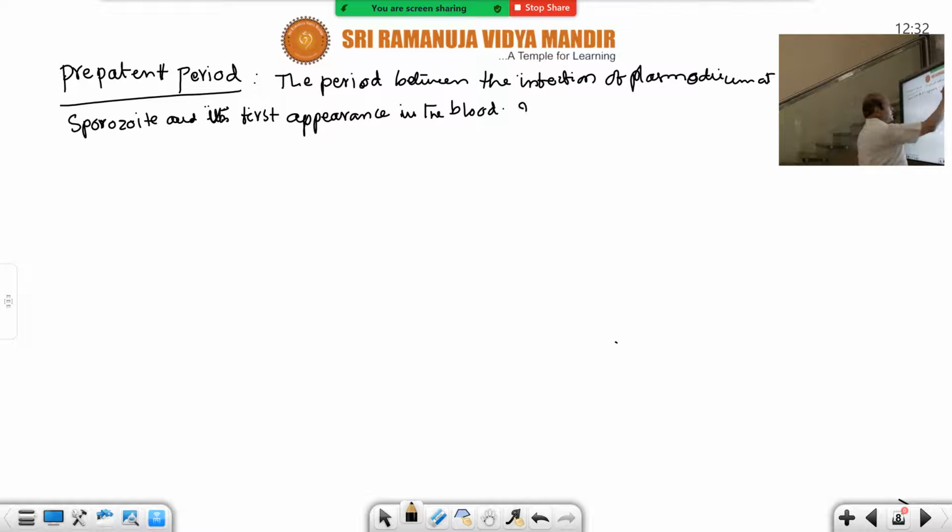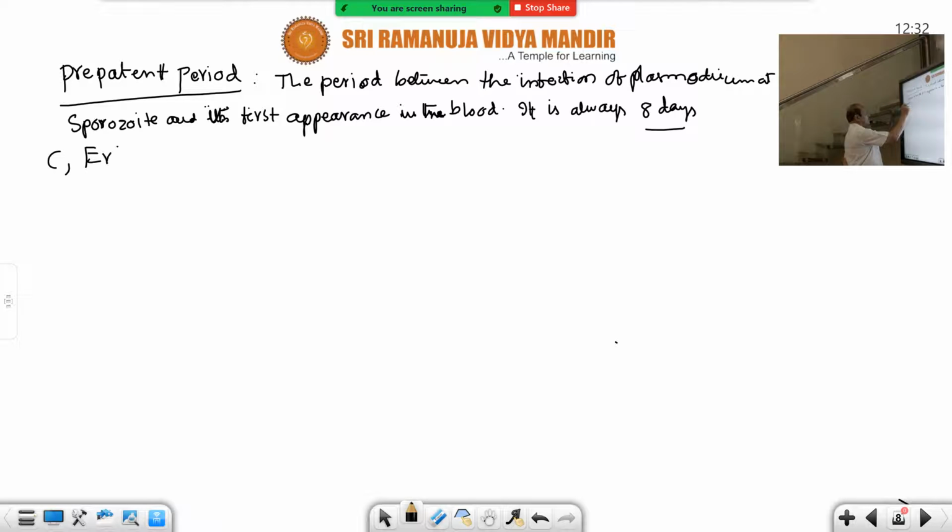It is always 8 days. Pre-patent period always 8 days. So many numerical problems are there in the malarial parasite. The period between the infection of Plasmodium at sporozoite stage and its first appearance in the blood is called pre-patent period. It is always 8 days. So now either cryptozoites or metacryptozoites start this erythrocytic cycle.